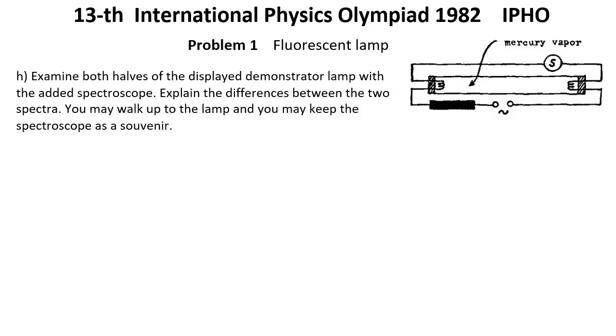The continuous spectrum results from the ultraviolet part of the mercury light, which is absorbed by the fluorescent material and re-emitted with a smaller frequency, that is, energy loss of the photons, or larger wavelength respectively. That was solution for question H, and here we finished discussion for problem number 1.